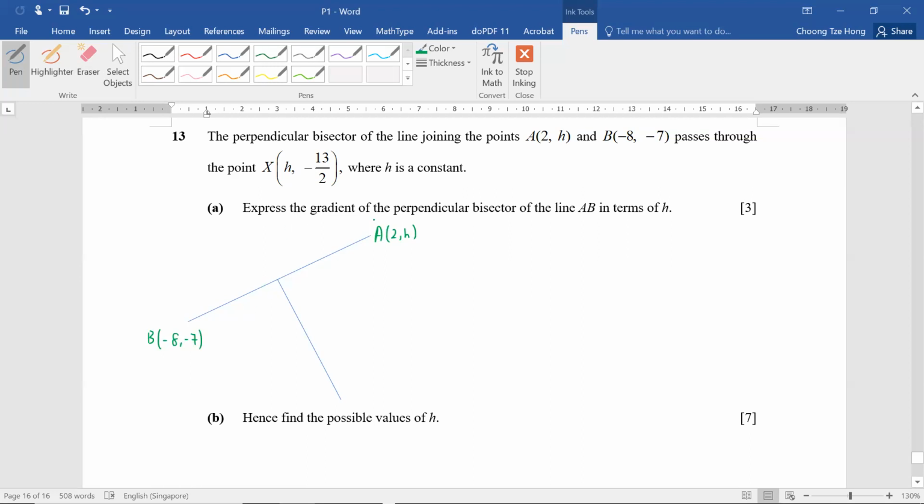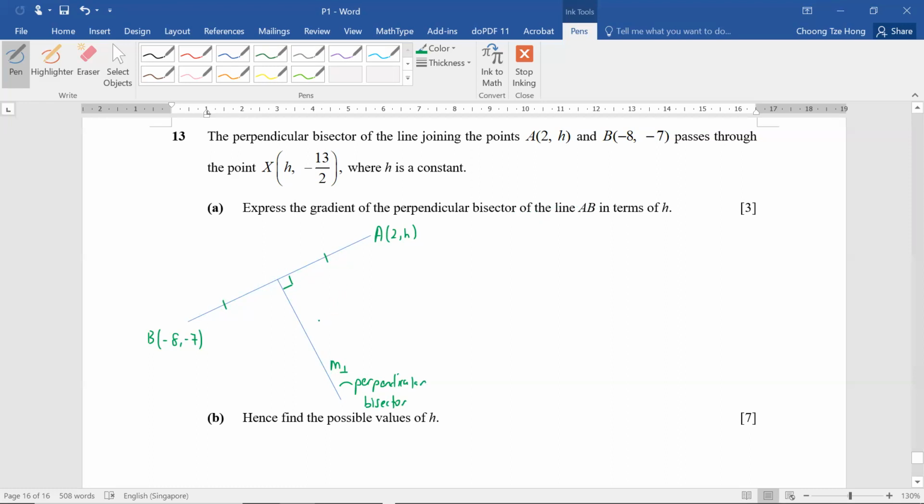Right, so in part A, they want you to express the gradient of the perpendicular bisector of the line AB in terms of h. So I've drawn this line over here. This will be the perpendicular bisector. We know that the perpendicular bisector has got to be perpendicular to the line AB, and it cuts AB into two equal parts. So they want you to find the gradient of this perpendicular bisector in terms of h.